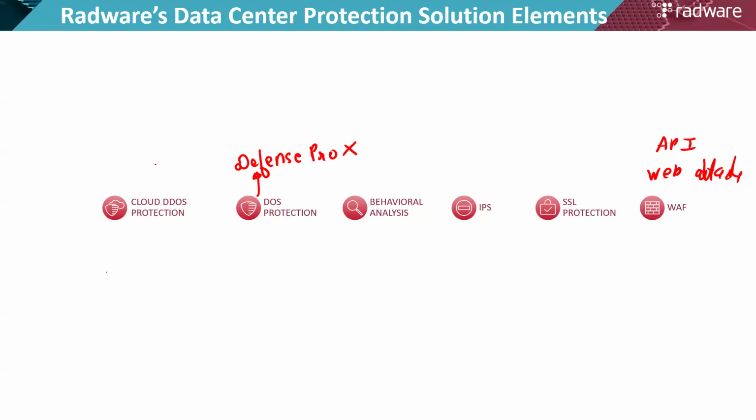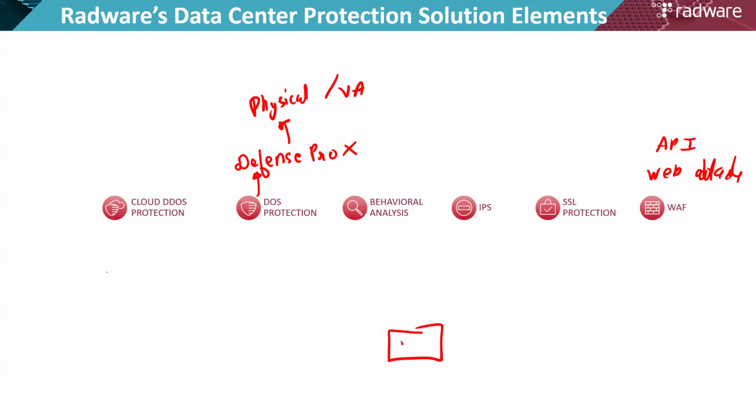Next, we have cloud DDoS protection as well. Defense Pro devices can be physical devices, or they could be virtual devices as well. So we have both options, physical devices as well as virtual devices. Under the cloud DDoS protection, we have all the virtual devices in the cloud. So it works something like this. I'll give you a simple example of how you can deploy cloud DDoS protection.